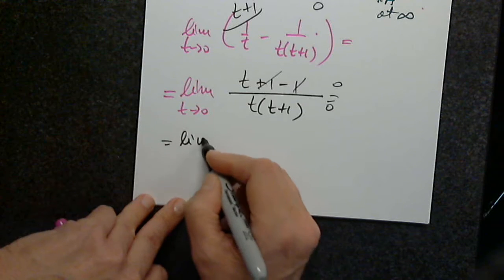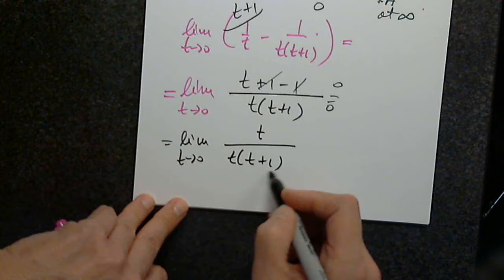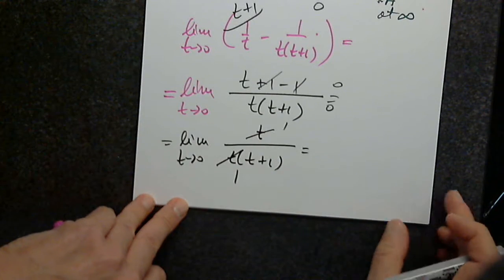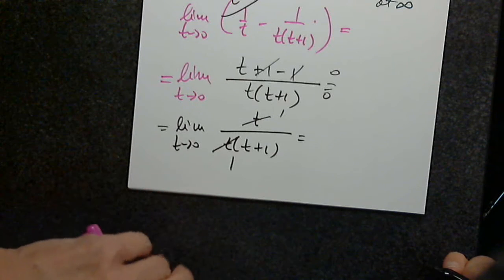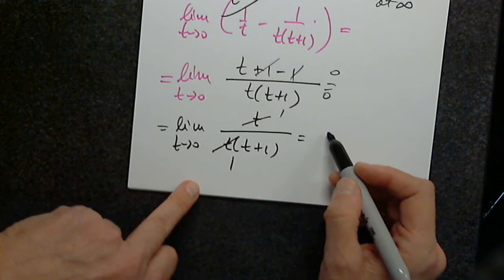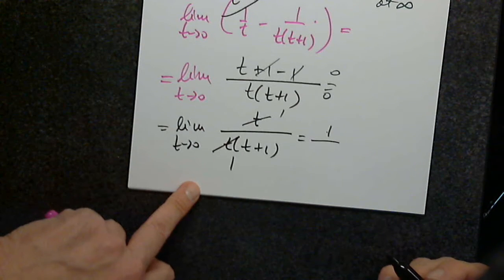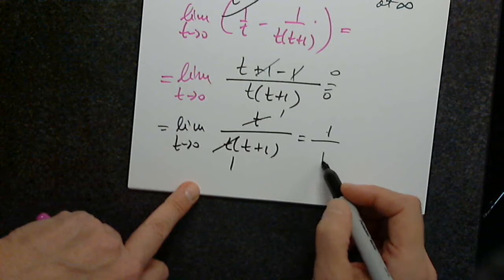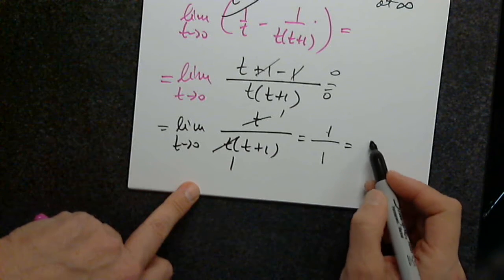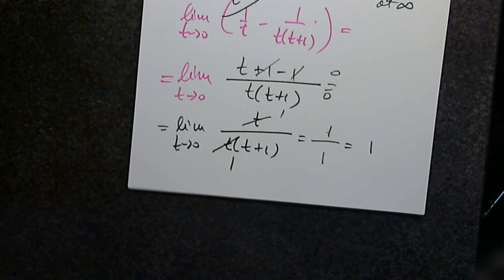So then I have the limit as t approaches 0 of t over t times t plus 1. The problem goes away very easily. In the final simplified form, where does the top go? Good. Where does the denominator go? Good. So then the limit is? Good. And we started with something that we didn't even think we could find.